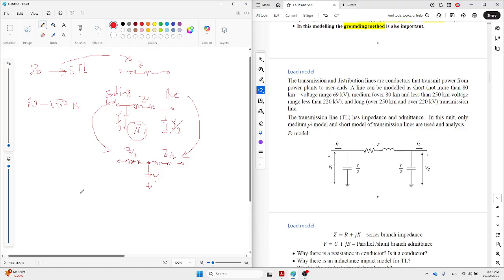And for the long transmission line, which uses derivation and equations to calculate the values, they usually use the matrix called the ABCD matrix, and the values come out using the equations, sinh, cosh. Then you have to calculate. I think you will learn this one in power system analysis, year 3.